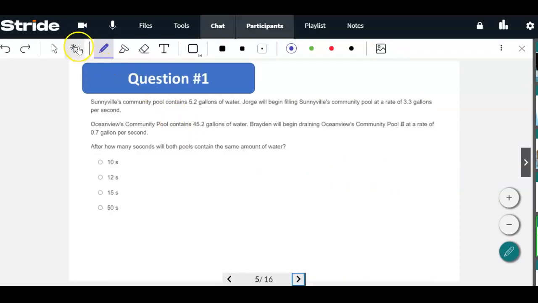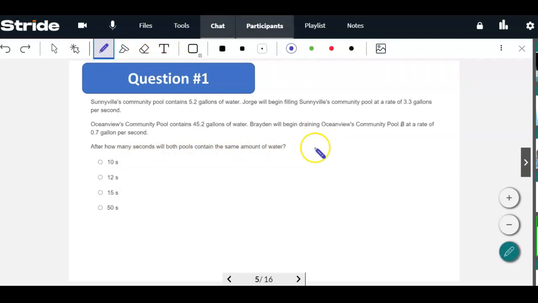All right, so this is actual test-like questions. It says Sunnyvale Community Pool contains 5.2 gallons of water. George will begin filling the Sunnyvale's community pool at a rate of 3.3 gallons per second. Ocean View's community pool contains 45.2 gallons. Braden will begin draining the Ocean View's community pool at a rate of 0.7. After how many seconds will both pools contain the same amount of money?